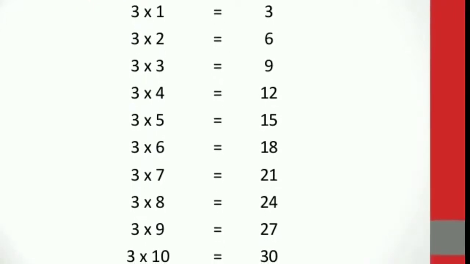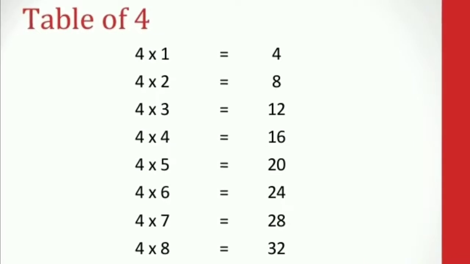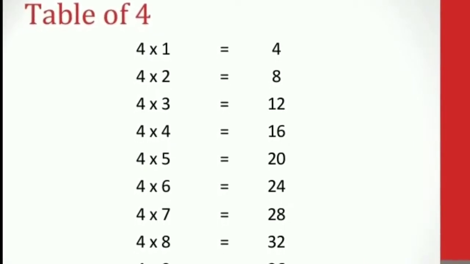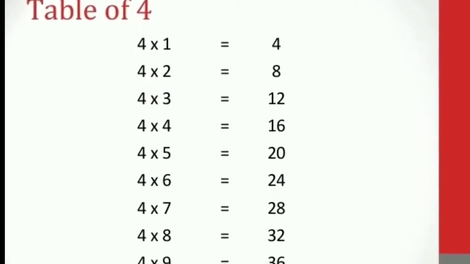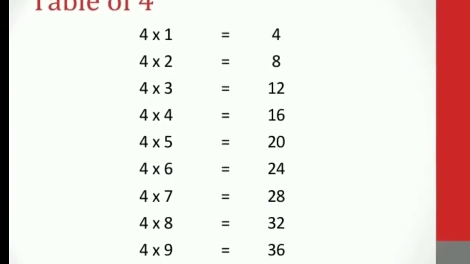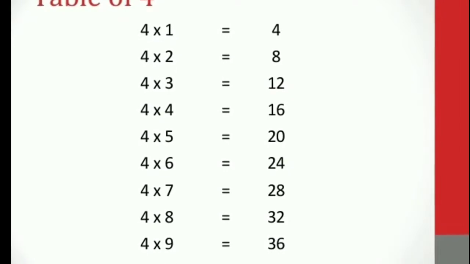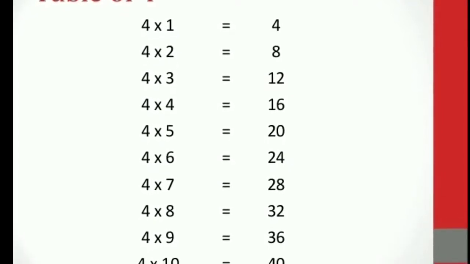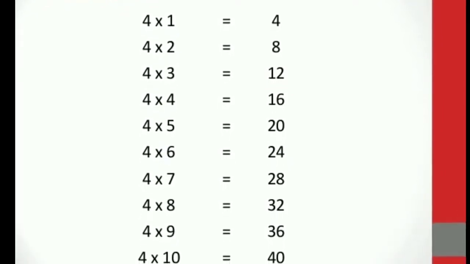Table of 4. 4 ones are 4, 4 twos are 8, 4 threes are 12, 4 fours are 16, 4 fives are 20, 4 sixes are 24, 4 sevens are 28, 4 eights are 32, 4 nines are 36, 4 tens are 40.